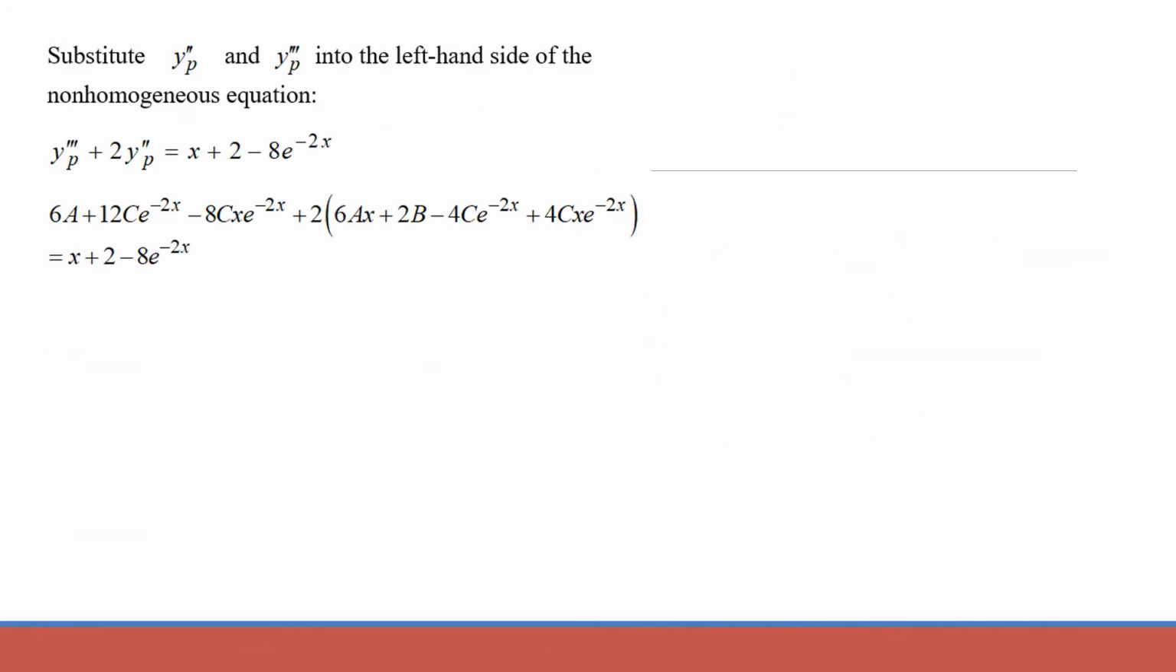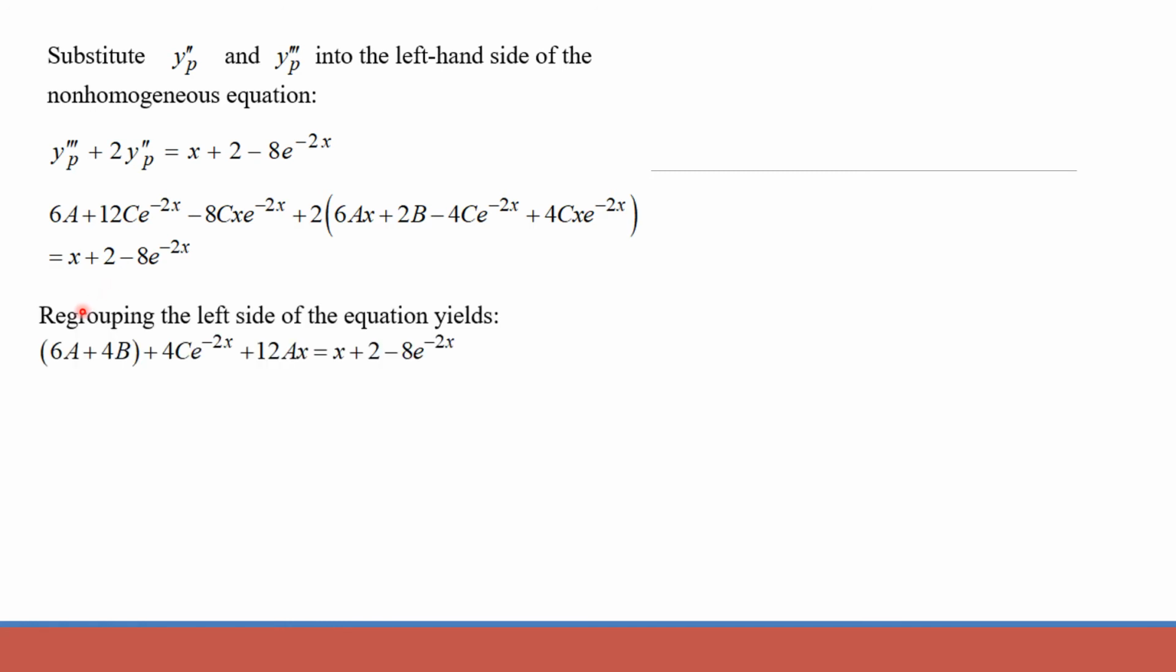The next step is to substitute yp double prime and yp triple prime into the left-hand side of the non-homogeneous equation. Okay, so this is yp triple prime plus 2yp double prime equals x plus 2 minus 8e to the minus 2x. yp triple prime is given by 6a plus 12ce to the minus 2x minus 8cx e to the minus 2x, plus 2 times yp double prime. So all of this in the bracket is the expression for yp double prime, equals x plus 2 minus 8e to the minus 2x.